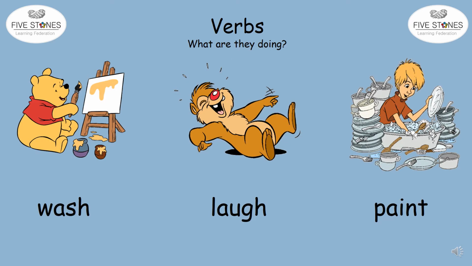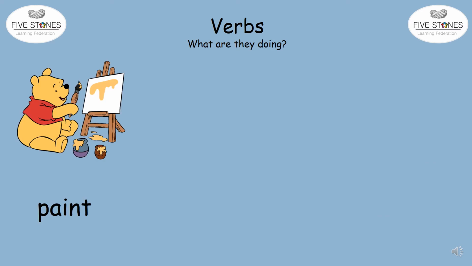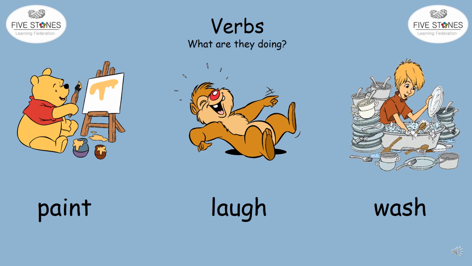Now we have 3 more pictures. Each character is doing something different. Underneath the pictures we have 3 verbs: wash, laugh, and paint. Can you match the picture with the correct verb? Let's see. Paint, laugh, and wash.